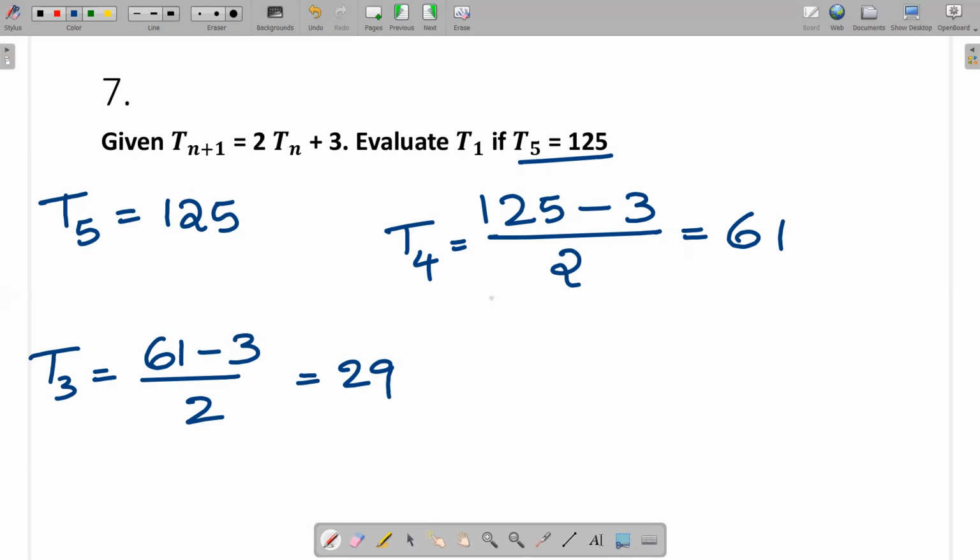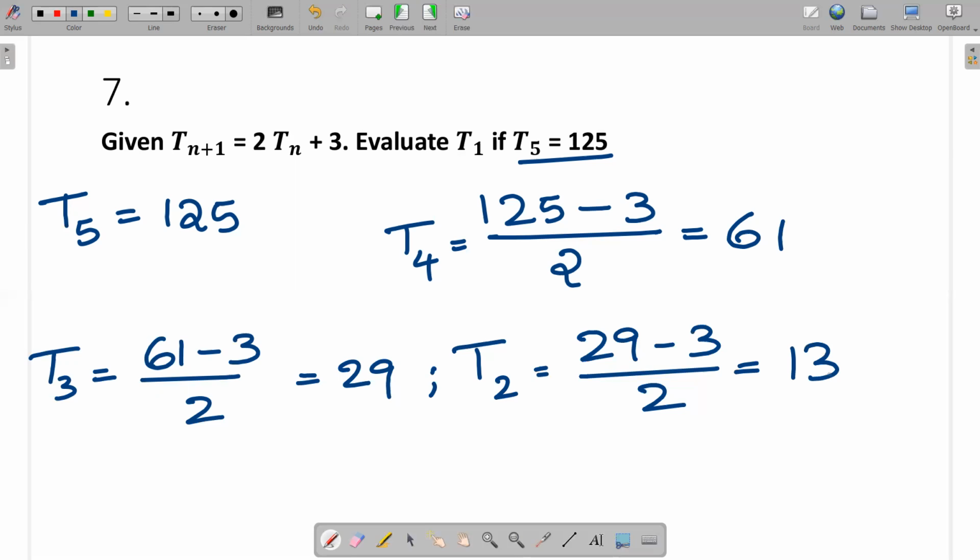So like that it proceeds. Now, what about T2? To find T2, you need to do 29 minus 3 divided by 2. What is 29 minus 3? That is equal to 26. By 2, that is equal to 13. So that is T2. So twice of T2, 13 into 2, 26 plus 3, gives you the third term as 29. Like that it proceeds.